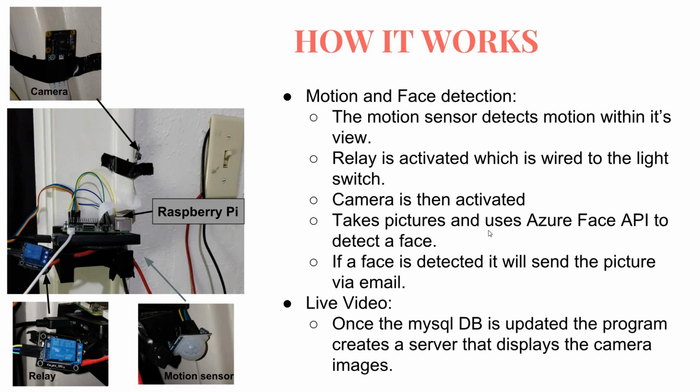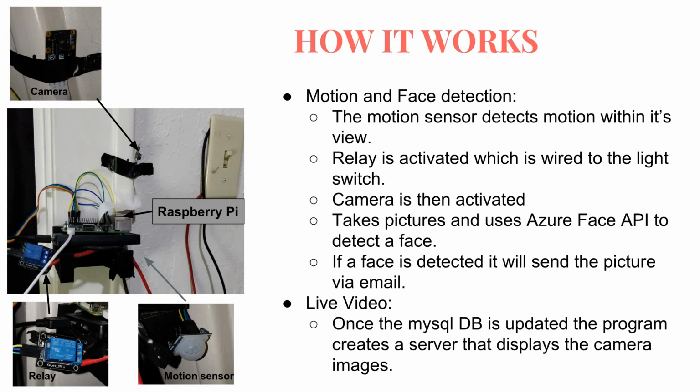So this is our system and how it works. So first thing is that the motion sensor will detect that there's some motion, and the relay will turn on the light switch. And then when that happens, the camera will be activated and start recording and scanning for faces. It will take a picture, and then it uses the Azure Face API to detect the face. And once the face is detected, we send the picture with the face and the description of the person through email. And what we've added since the hackathon is the facial recognition and also the live video footage.